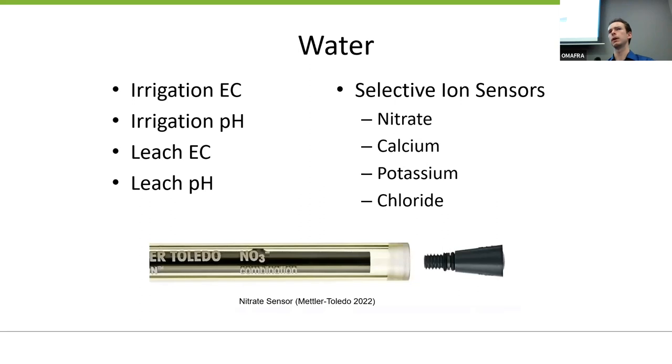For water at Great Lakes, we measured irrigation EC, pH, leach EC, and leach pH. We did not use selective ion sensors, but there's something to keep an eye out for as they become available, so you can measure nutrient solution composition.